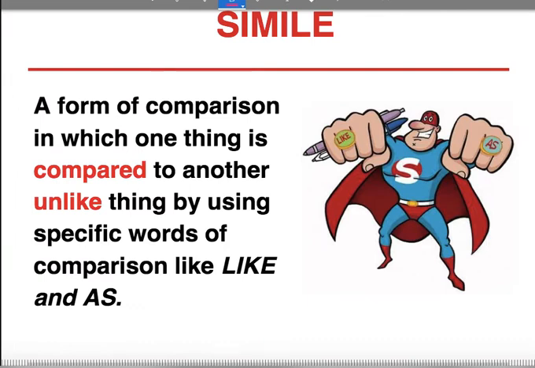Simile. A simile is a form of comparison in which one thing is compared to another unlike thing by using specific words of comparison like or as. So the key things here, you need to be comparing something. Just any good old sentence that uses like or as is not a simile. You have to be comparing 2 unlike things, 2 very different things.